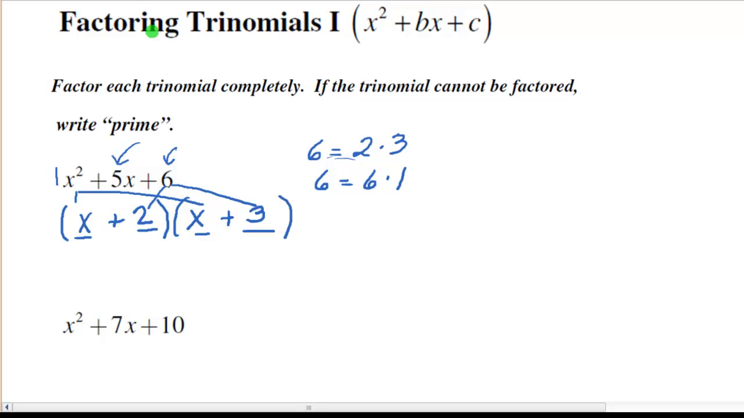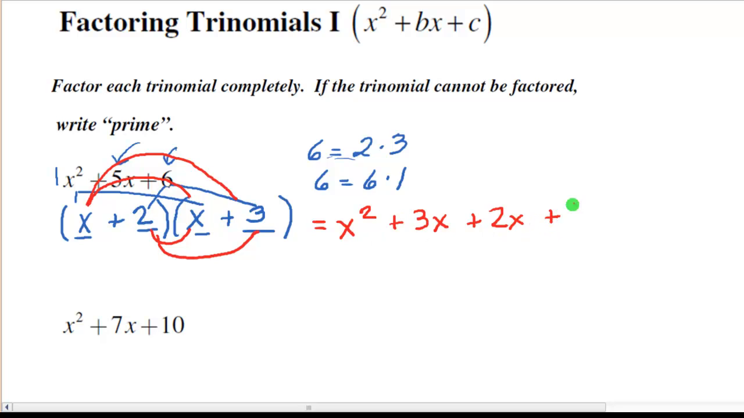Now let's check our answer. Remember, you check it by foiling: first, outer, inner, and last. So x times x is x squared. X times a positive 3 is plus 3x. Plus positive 2 times x is plus 2x. And positive 2 times positive 3 is positive 6. Our middle terms are right here, and they add up to positive 5x. So notice that we do have the trinomial we started out with.